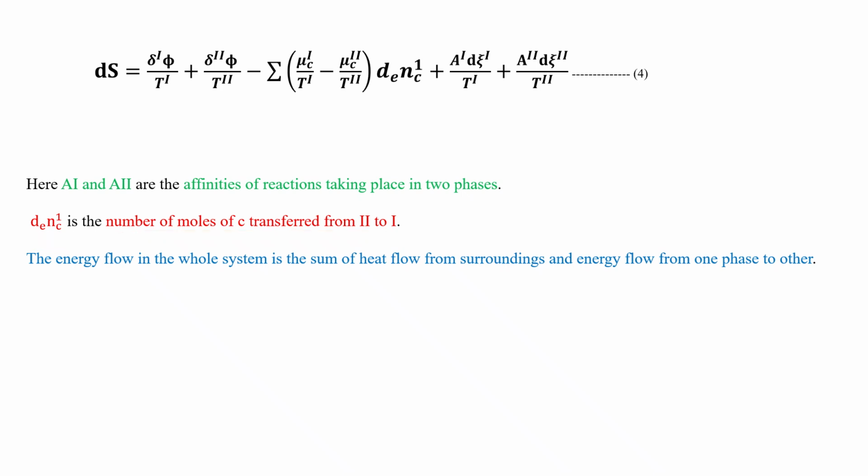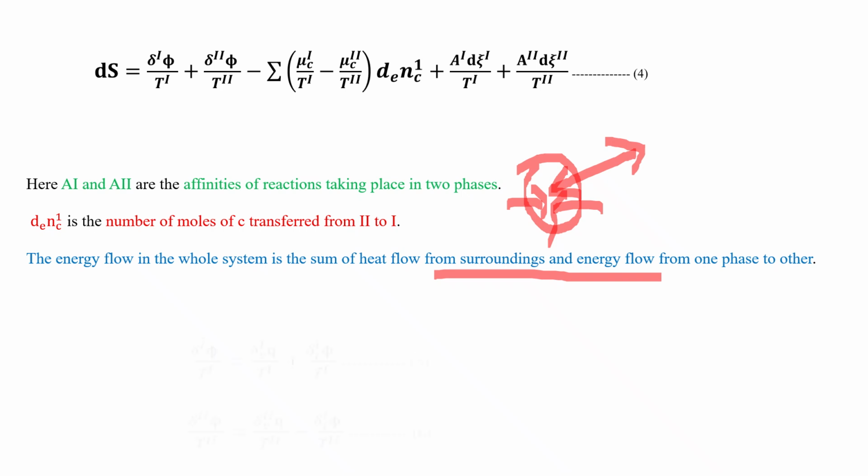So the energy flow in the system is the sum of heat flow from the surrounding and energy flow from one phase to another phase. So on the whole, for the whole system, it is the heat flow from the surroundings, how much heat is flowing from the surrounding to the system, and the energy flow which is taking place within the system between the two phases. So that is given here.